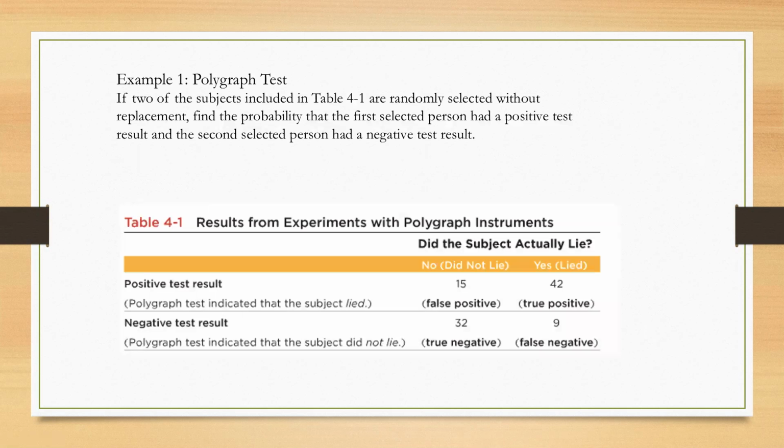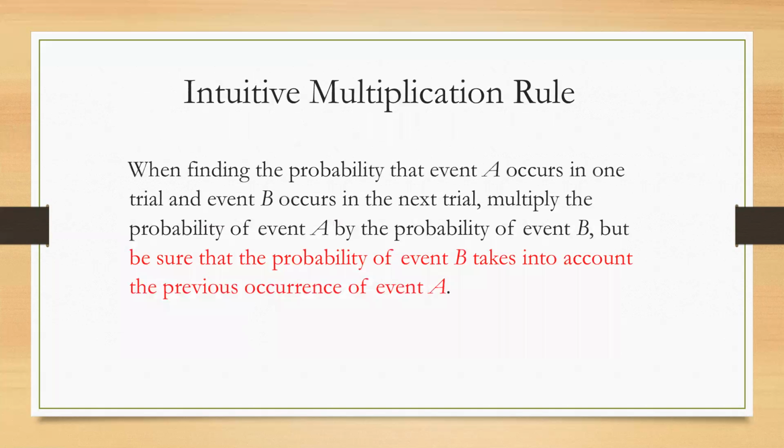So here's the example I'm going to use. Two of the subjects in this table below about experiments with polygraph tests. The first person selected had a positive test result, and the second selected person had a negative test result. Okay, so remember what we said. We've got to take into consideration that event A, the first event, has already occurred. So if we're thinking about this, that probably means that if we select one person and then we take one less out of there, that might mean there might be more.